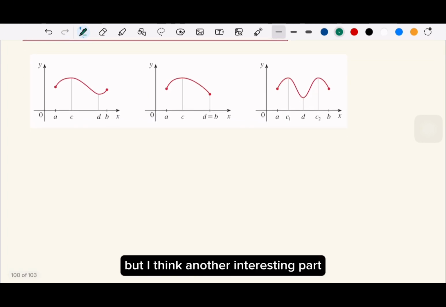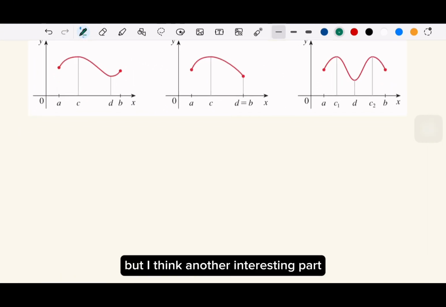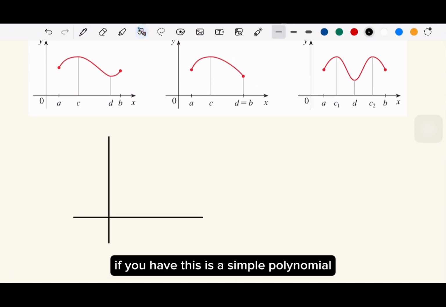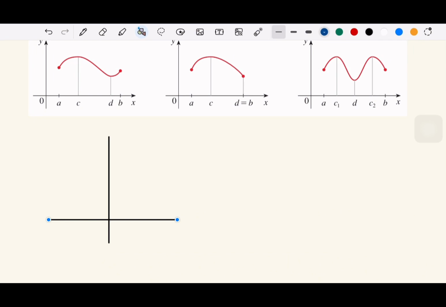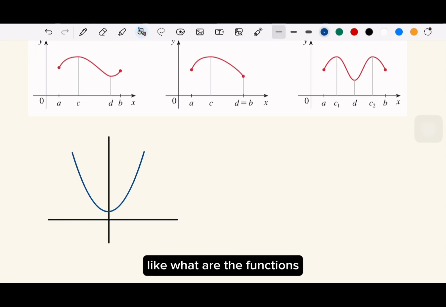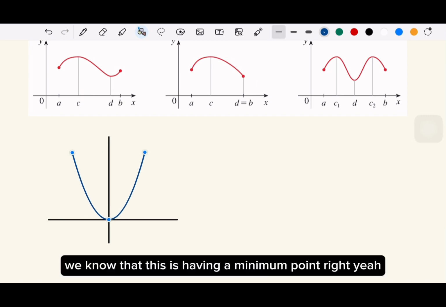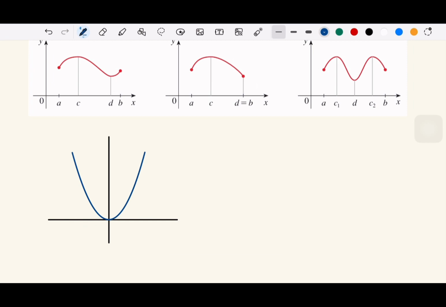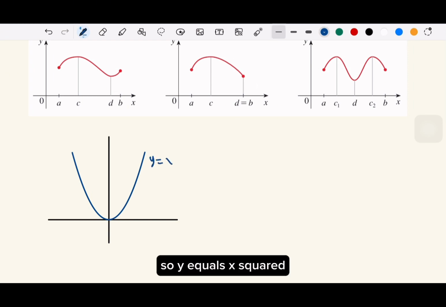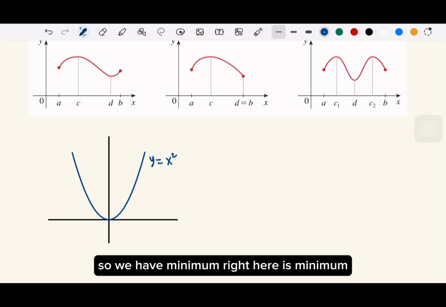But I think another interesting part, if you have just a simple polynomial like quadratic functions, we know that this has a minimum point right here for x squared. Okay. So y equals x squared. We have the minimum right here.